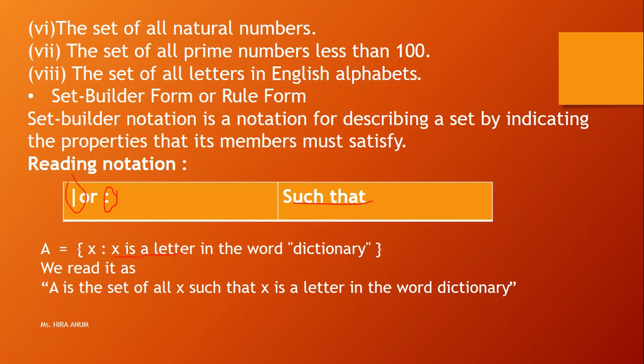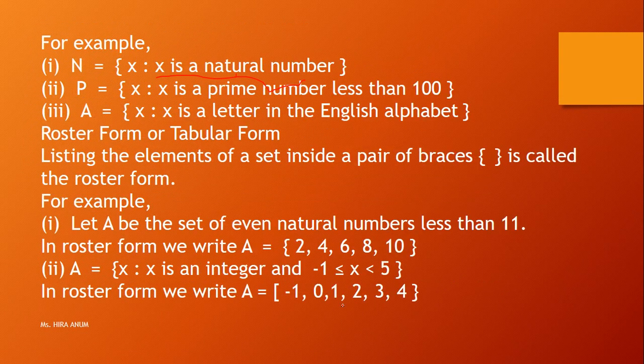Or you can say A is the set of all X such that X is a letter in the word dictionary. A is the set of X such that X is a letter in the English alphabet. X is the English alphabetic set.